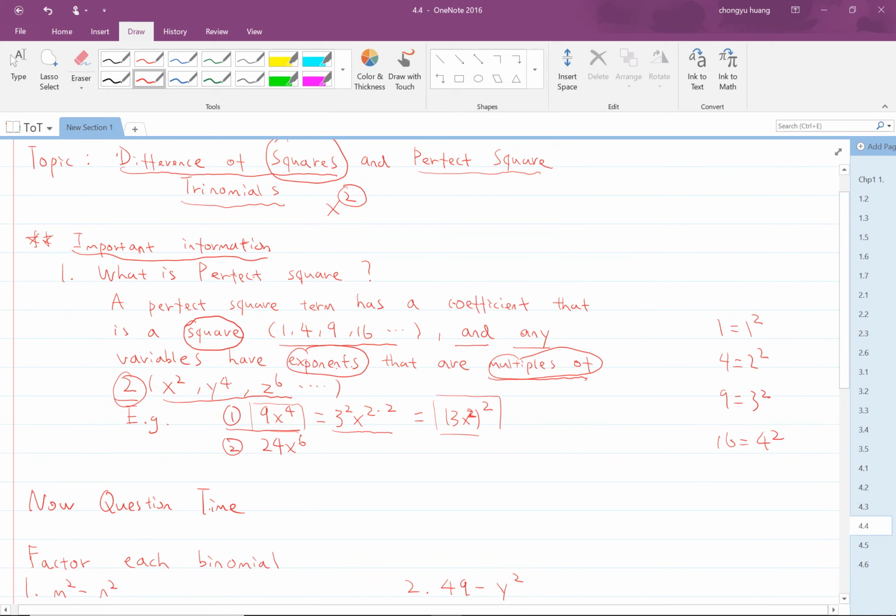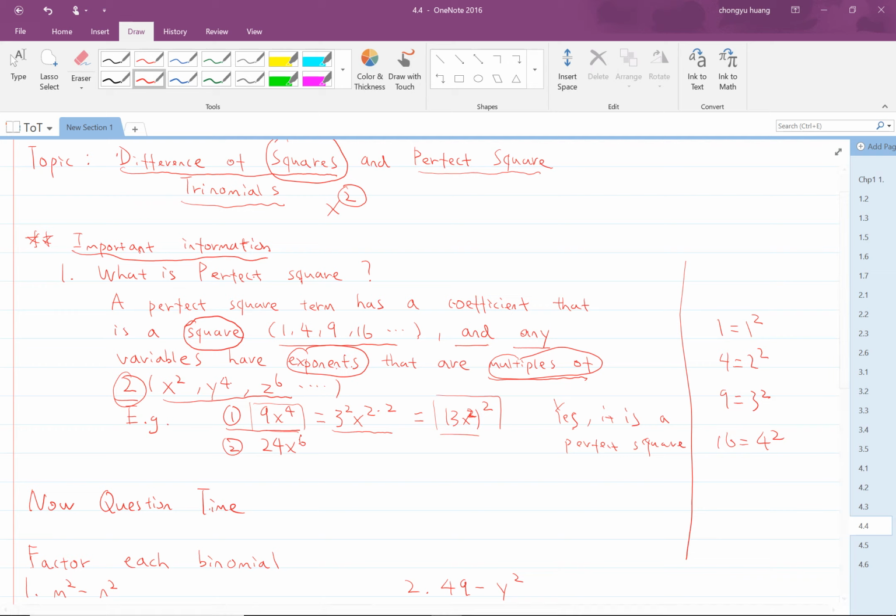So the answer is yes, which means it is a perfect square. Yes, it is a perfect square. Sorry for the writing, but okay. I just want to put the line to make sure you guys see the answer.